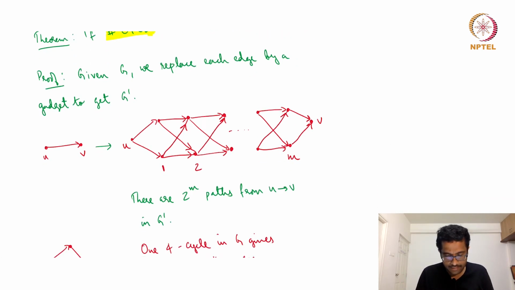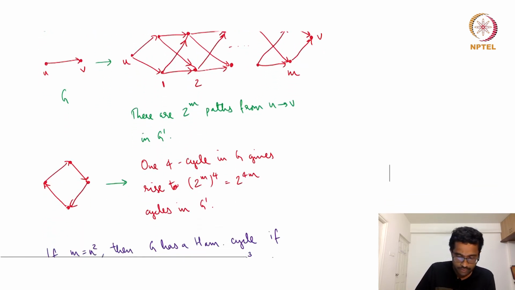The gadget is really simple. Any edge, the edge on the left hand side here, UV, is replaced by this crisscross network. You can see that UV is just one edge in G, and in G prime, corresponding to UV, we have 2 power m paths. From U we can go up, then go down, then up. At every stage here, 1, 2, 3 up to m, you can decide to go to whichever level you want, the top level or the bottom level. So there are 2 power m choices to go from U to V in G prime.